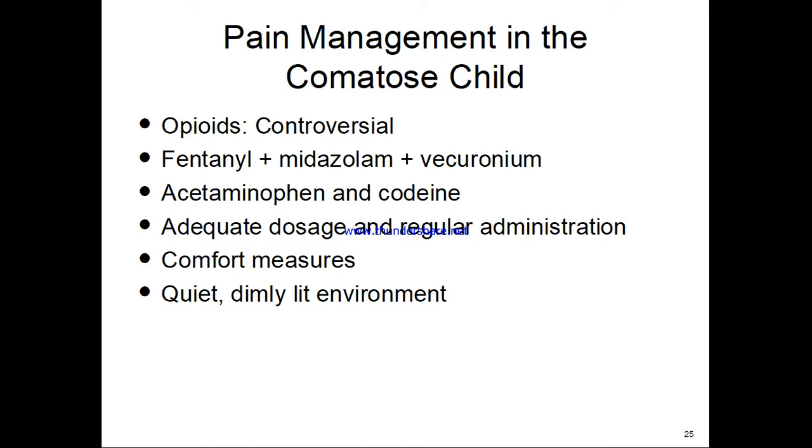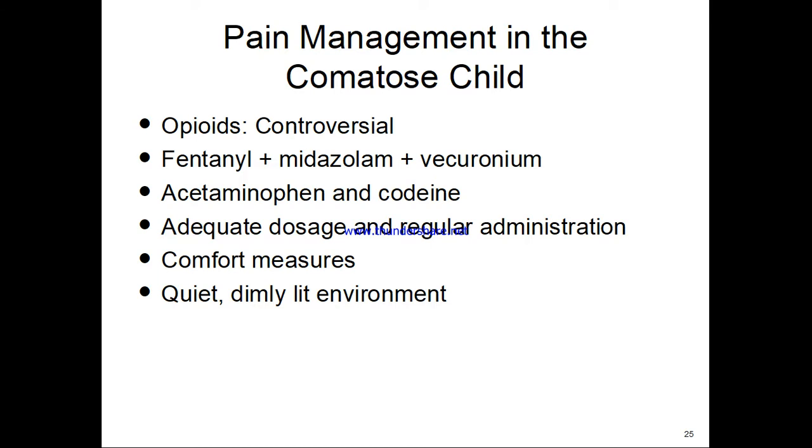So for pain management in the comatose child, opioids might be used. There is some disagreement on this. We can definitely use fentanyl. Fentanyl is a preferred drug of choice, as is Versed, because Versed is a sedative that has amnestic properties. So we don't really want these kids to remember being terrified on the vent. So this is going to be a traumatic experience for them.